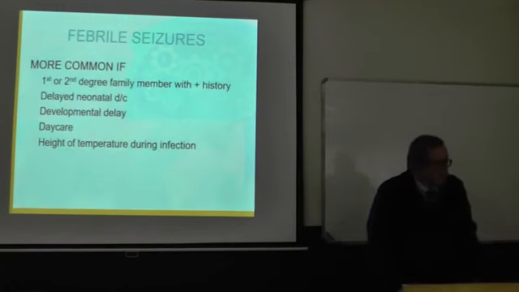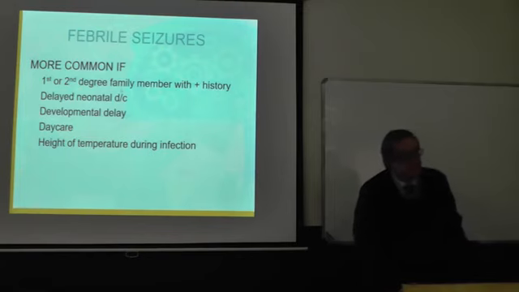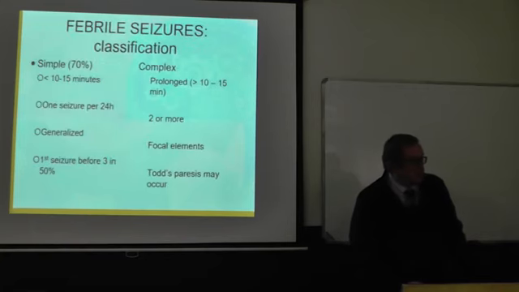It's more common if there's a first or second degree family member. So these are just risk factors for febrile seizures: if the child has been in a neonatal unit for a long time, if there's developmental delay, if the child has been in daycare, and also if it was a very high temperature.